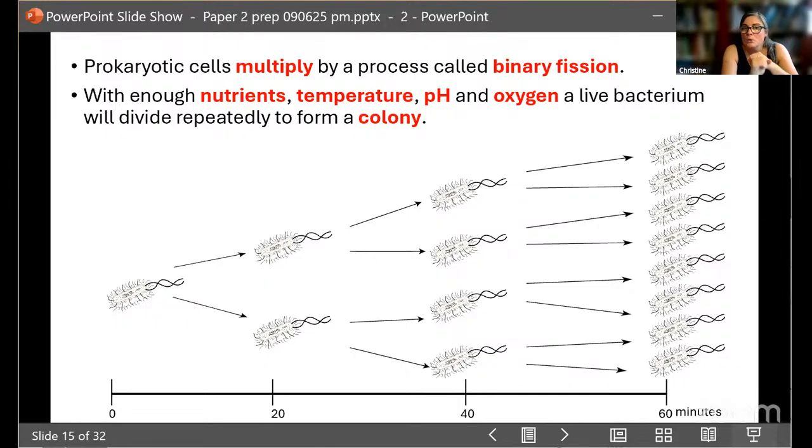Why is temperature important? Temperature, straight away, you say thermal energy, kinetic energy, more successful collisions. Therefore, you'd expect a faster rate, and in this case, a faster growth. pH, why is pH important? Because we know that proteins, especially if they've got a tertiary structure and they're globular, are going to be pH sensitive, and therefore they could denature above or below.